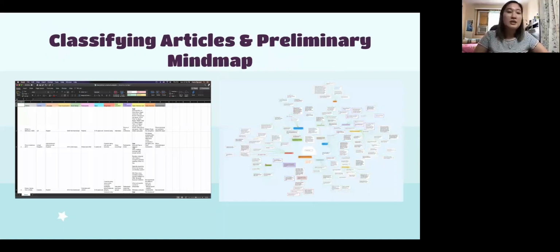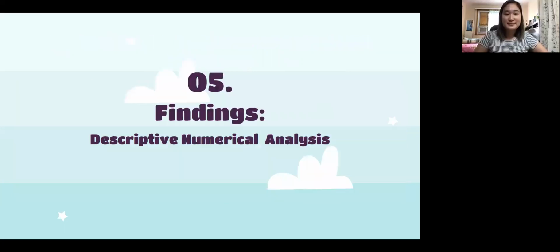Here you can see on the left-hand side, this is how we have classified our articles on Microsoft Excel. On the right-hand side, it is the preliminary mind map, which is a bit disordered, but this was our first step into extracting all the themes for the articles.